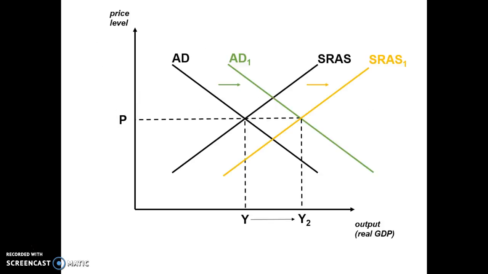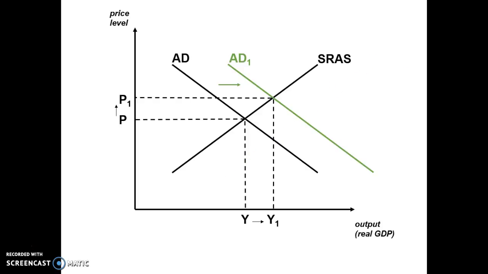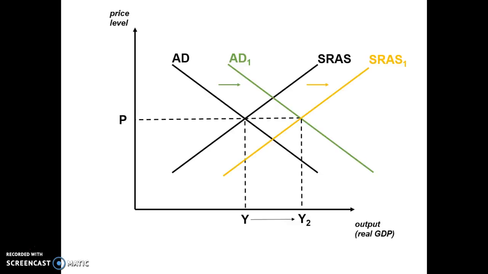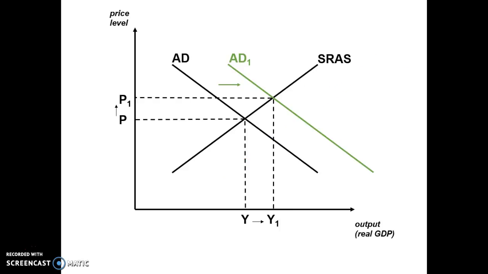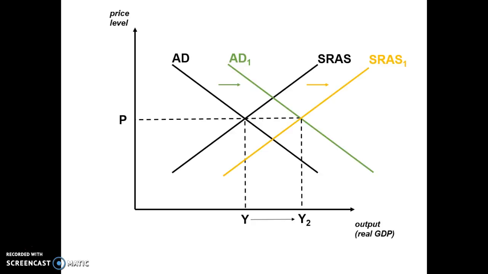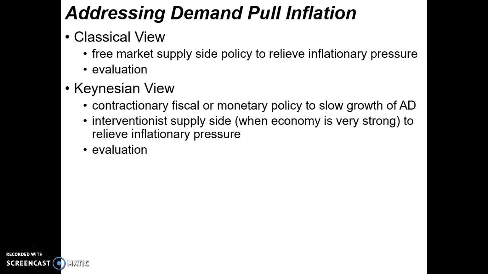By doing those things, you could shift SRAS to the right. Again, here is the inflation, but by moving SRAS to the right, I can prevent price levels from increasing while still experiencing an increase in output. I'll show that one more time. Here's the initial demand pull. Here is the effect of supply-side policies.